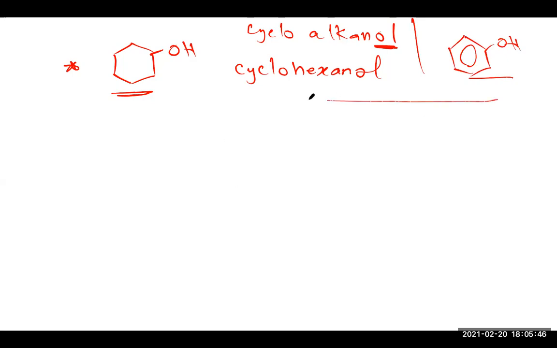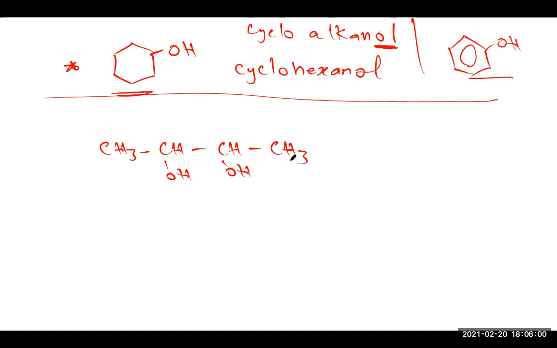If we have more than one OH in the compound, how do we name it? So if we have, for example, CH3, CHOH, CHOH, CH3. Again, it's the same, but the final steps will be different. We need to write the numbers of the hydroxyl groups, OH, and then write the name of the chain. Here we put di or tri or tetra according to the number of hydroxyls.